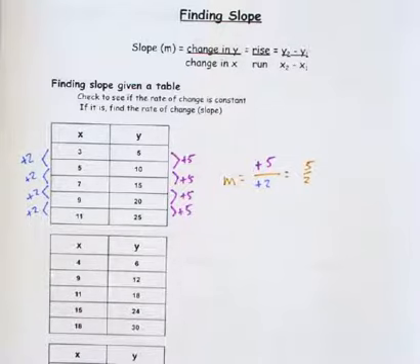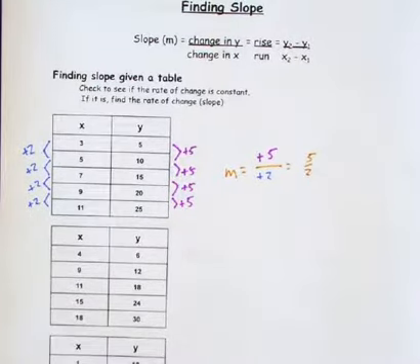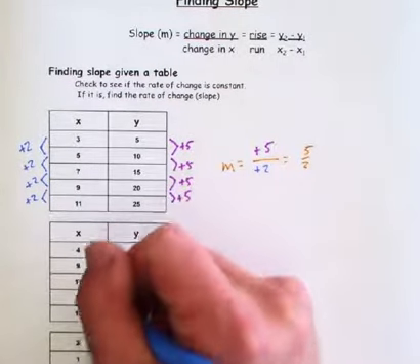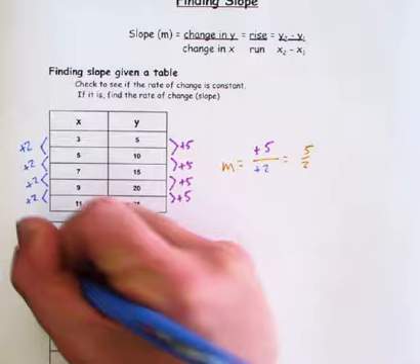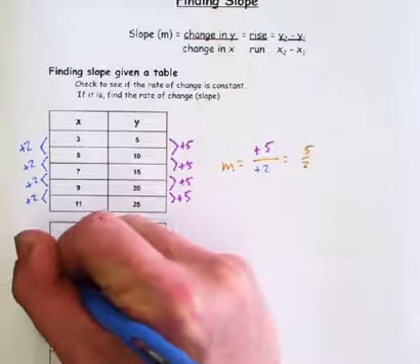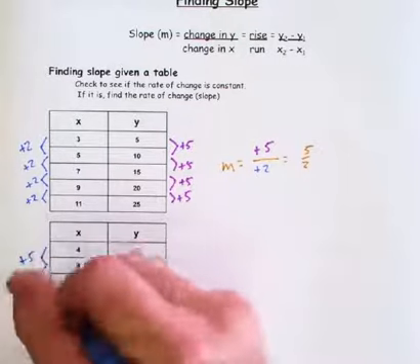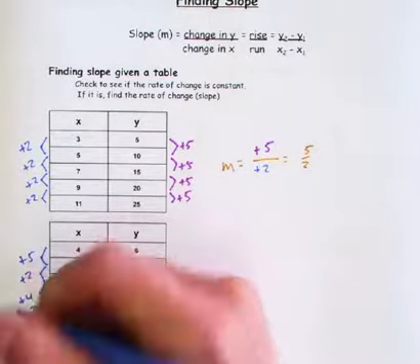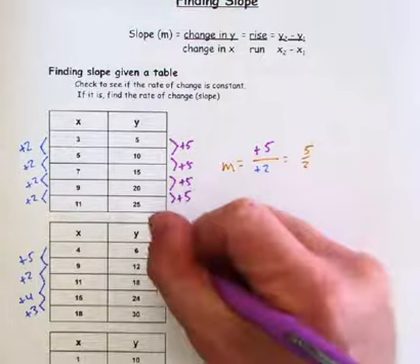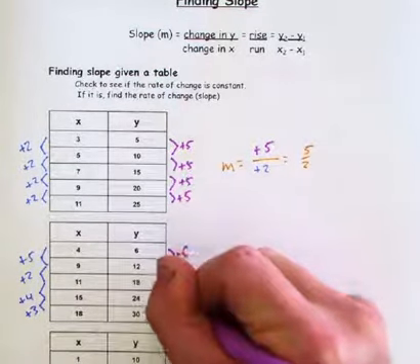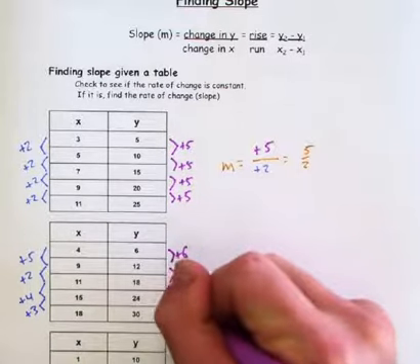Let's look at this next one. We have on the x side, 4, 9, 11, 15, 18. So this 4 to 9 is plus 5, 9 to 11 is plus 2, 11 to 15 is plus 4, 15 to 18 is plus 3. On the y side, 6 to 12 is plus 6, 12 to 18 plus 6, 18 to 24 plus 6, 24 to 30 is plus 6.